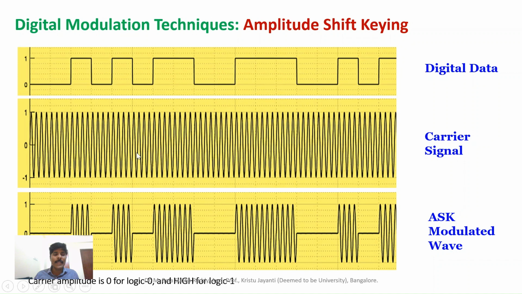And the carrier signal is, as usual, a sinusoidal waveform that floats between, say, plus 1 and minus 1, amplitude Vmax and Vmin. In the amplitude shift key, whenever the digital data is 0, amplitude is 0, and whenever the digital data is 1, then amplitude equal to Vc. This is what the amplitude shift key. So whenever the input is 0, binary 0, output is 0. Whenever input is binary 1, output is the carrier signal. This is what the amplitude shift keying.